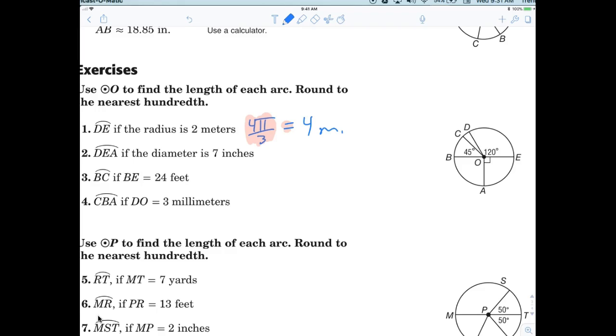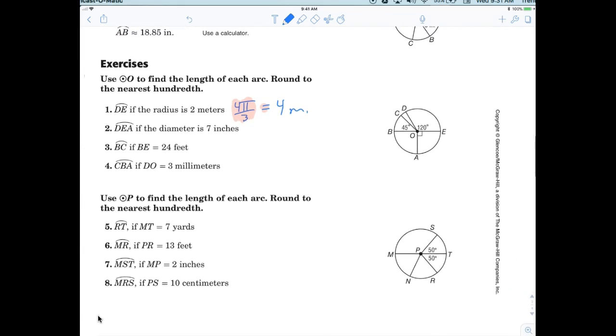All right? 4 meters, because 4 times 3 divided by 3 is 4. Is everybody okay with that? The main thing is, look how simple that is. Now, if the diameter is 7, that means the circumference is what? 7 pi. Beautiful. If the diameter is 7, the circumference is 7 pi. If I go all the way around, it's 7 pi.